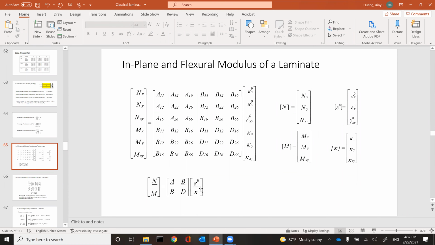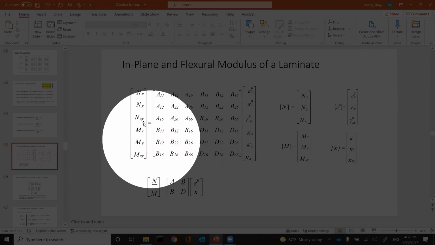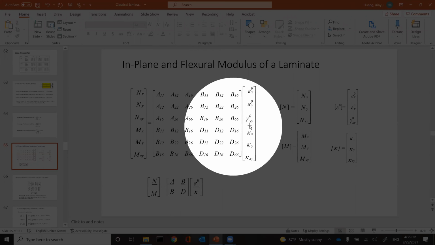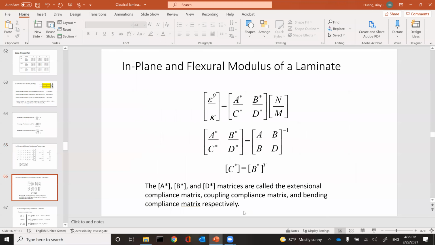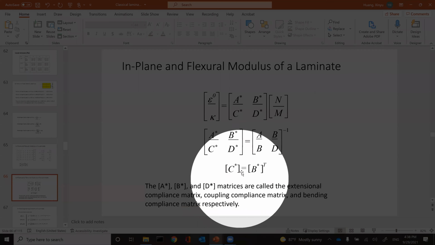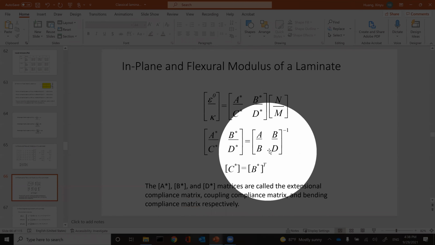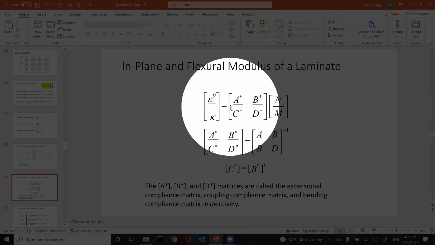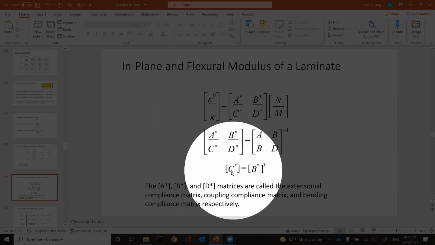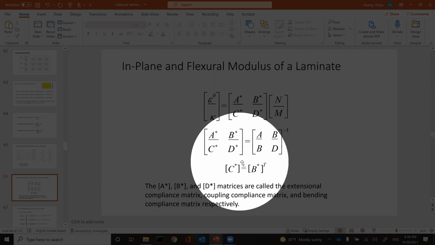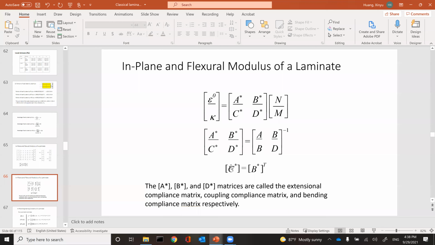You rearrange this. You just regard this as a single number. This is a single element. This is a single number. You can do this. You can invert it to get the A star, B star, C star, D star, which is the inversion of the ABD matrix. And then it can be proved that C star is the transpose of B star. Okay.